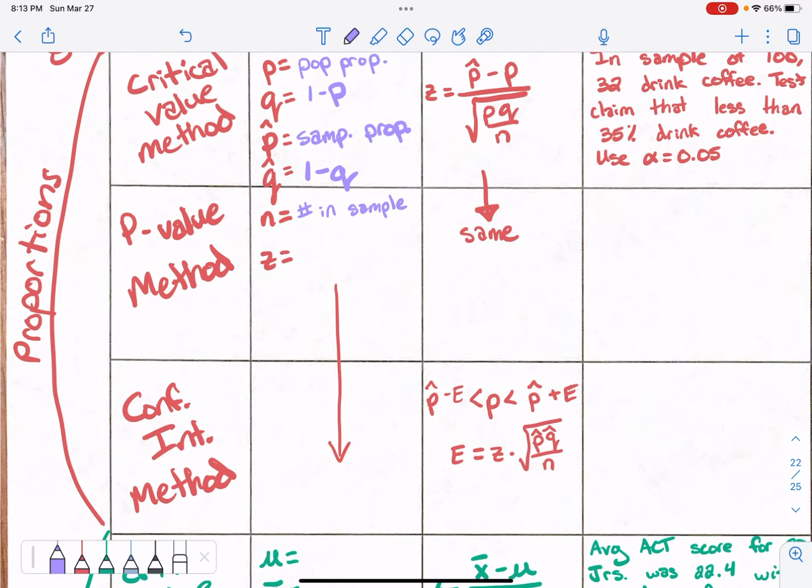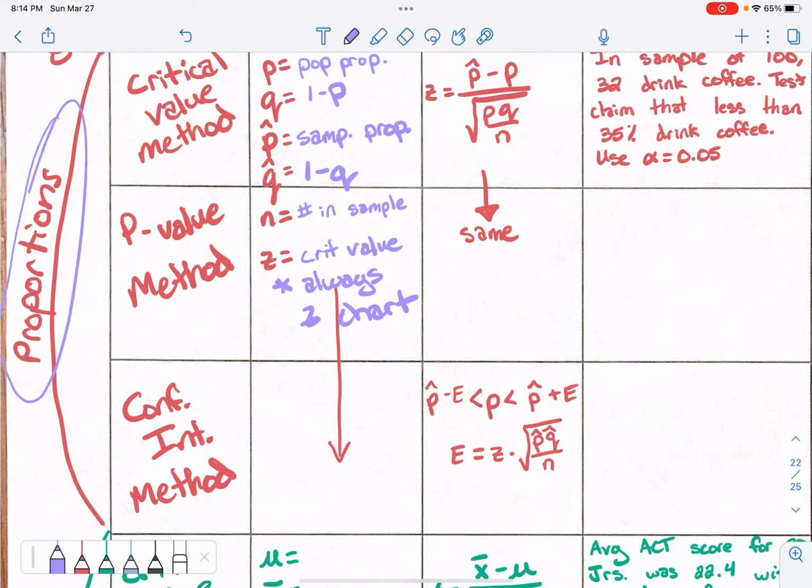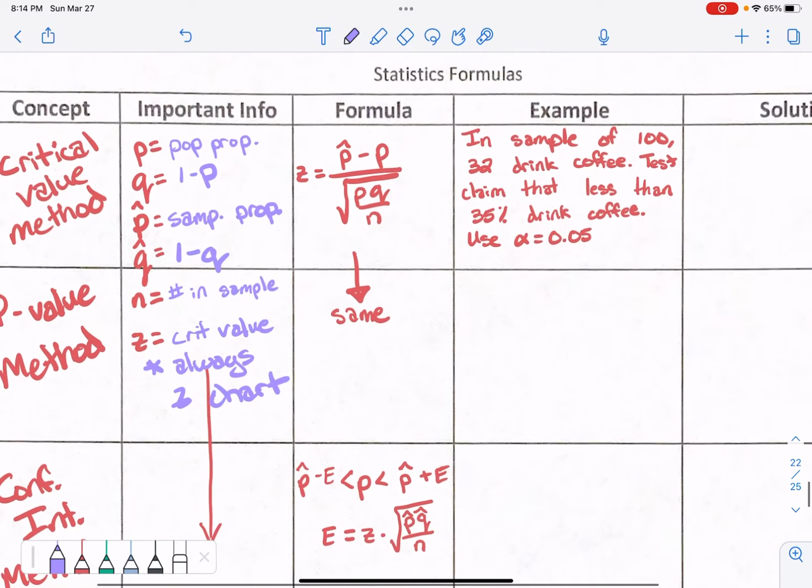Z is your critical value. You'll use it in every single method. This is the number that you look up on the chart, and I'm going to say always Z chart. For proportions, you will always use the Z chart. That's the positive negative chart, and the little box down in the corner is where you'll find those Z values, okay?